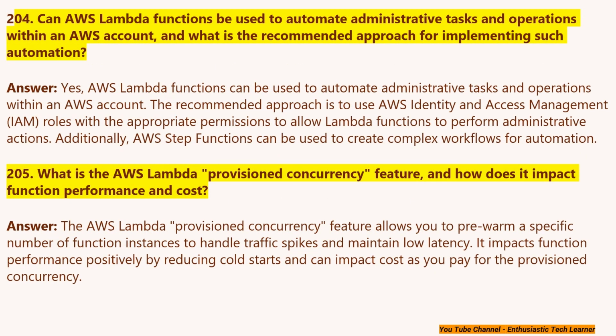Can AWS Lambda functions be used to automate administrative tasks and operations within an AWS account? And what is the recommended approach for implementing such automation? Yes, AWS Lambda functions can be used to automate administrative tasks and operations within an AWS account. The recommended approach is to use AWS Identity and Access Management (IAM) roles with the appropriate permissions to allow Lambda functions to perform administrative actions. Additionally, AWS Step Functions can be used to create complex workflows for automation.